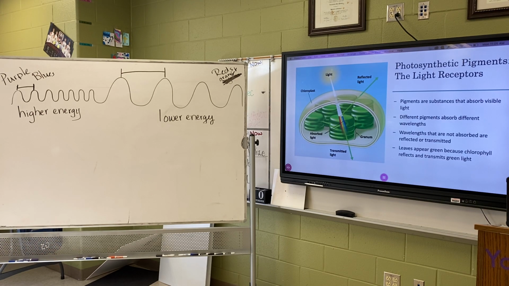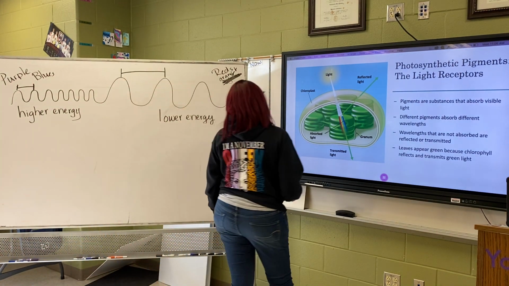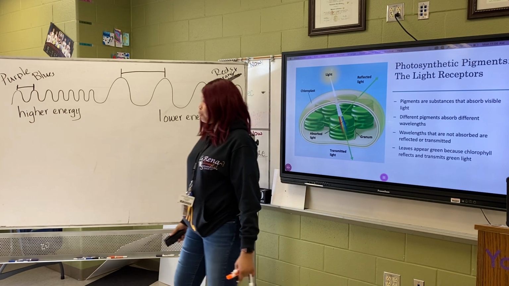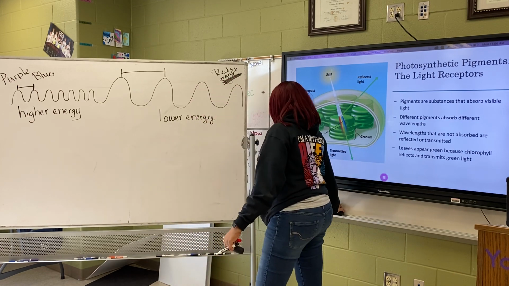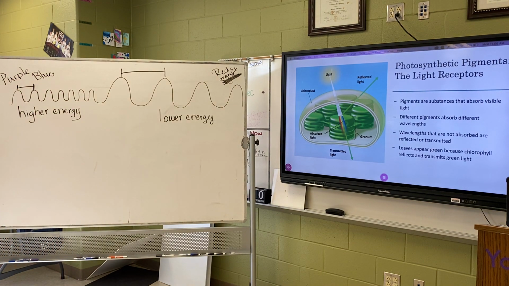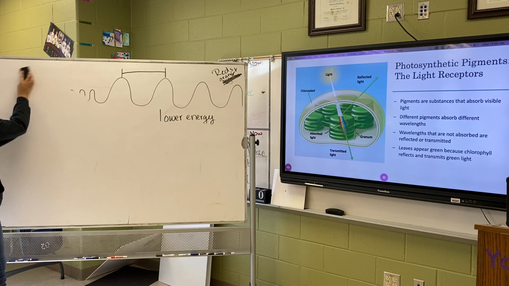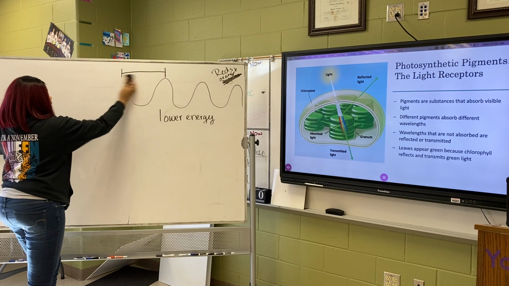What we actually see though, when you look at something and you actually see the color, is what's not being absorbed, okay? What you actually see is what's not being absorbed. There are these things called pigments. Pigments are substances that are able to absorb different wavelengths of light.